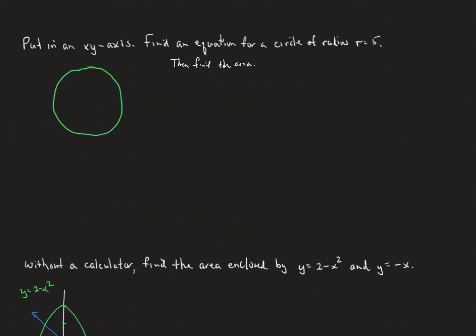So since we want an equation of a circle, it's a lot easier to come up with an equation of a circle centered at the origin. So hopefully we can see that if this is a circle centered at the origin, that's going to be x squared plus y squared is equal to the radius squared, 25.